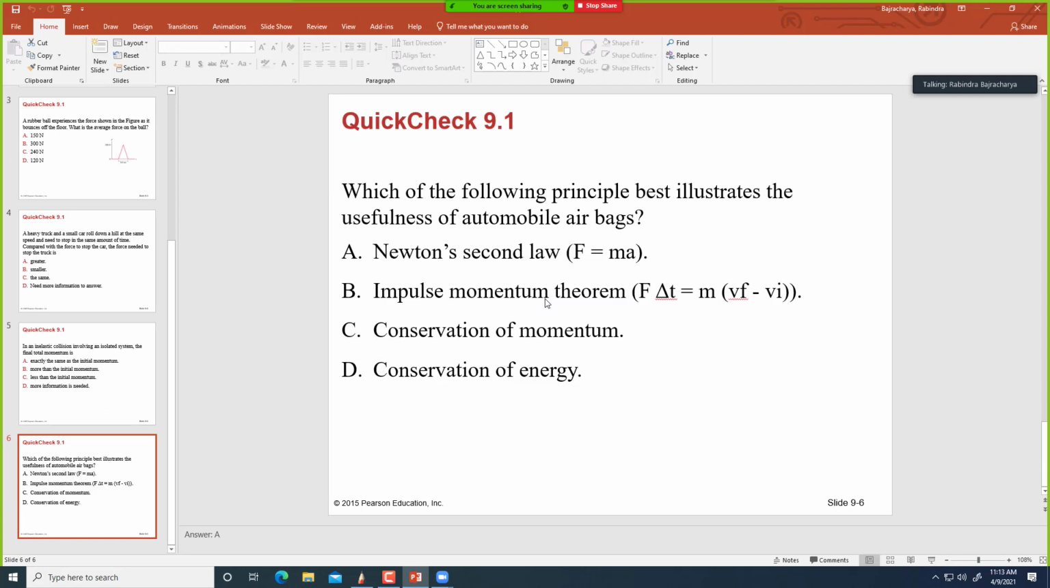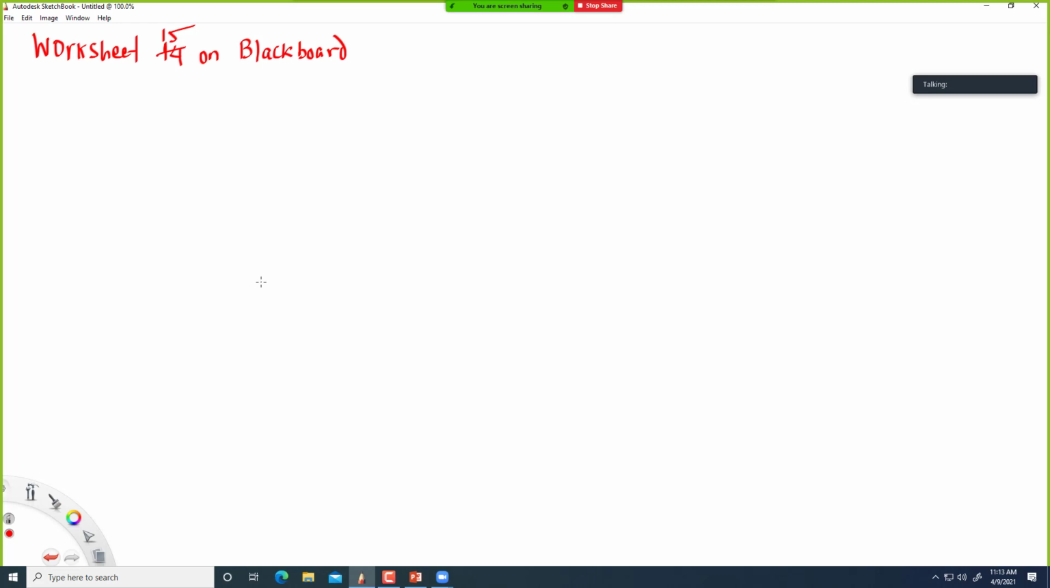Now let's look at worksheet 14, worksheet 15, although it says worksheet 14, but it's supposed to be 15. If you are on Zoom, you can download this from Blackboard. So there are some applications of conservation of momentum. Let's look at the first question.